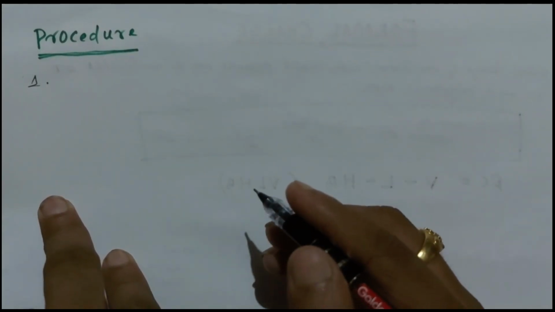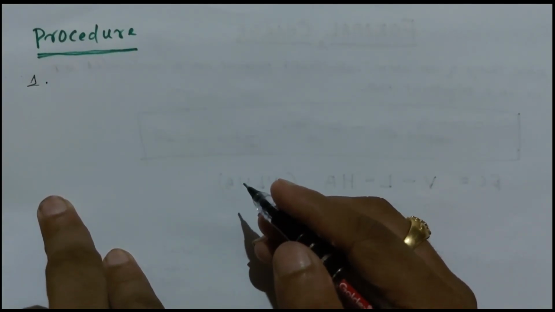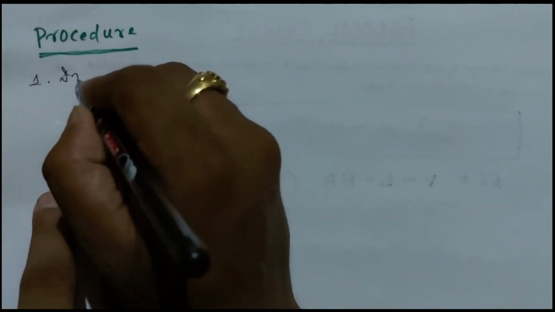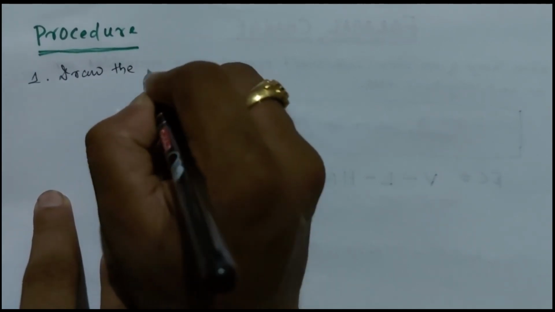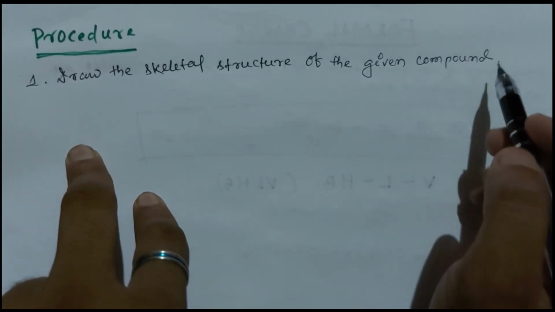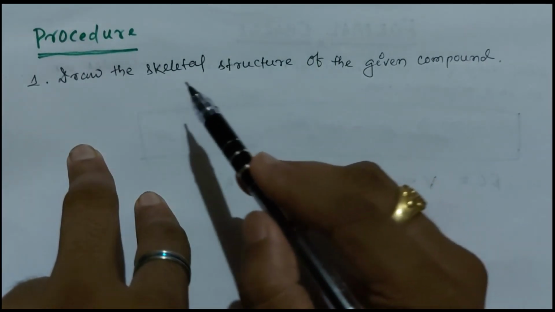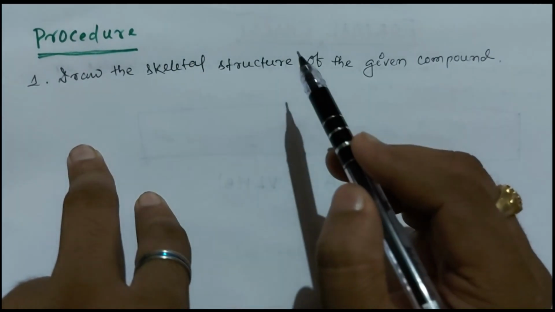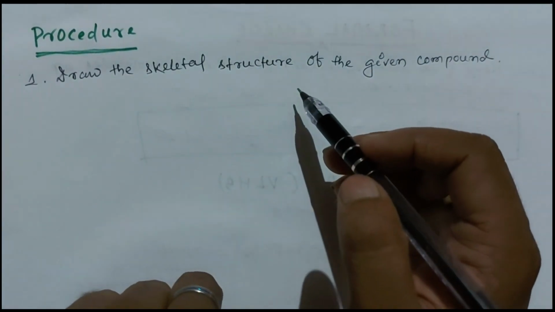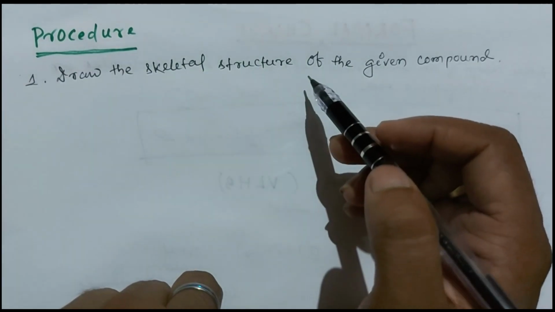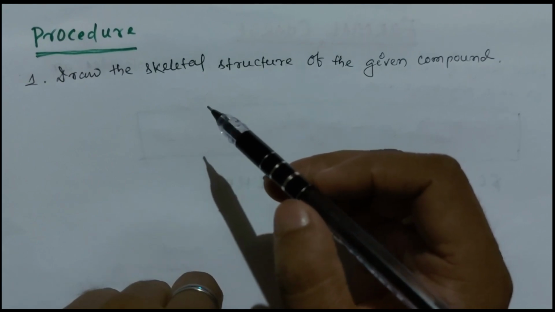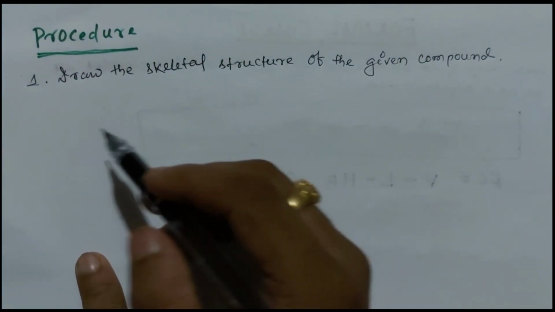Before we go for the formal charge calculation, first we have to know the procedure. The first step is to draw the skeletal structure of the given compound. I had discussed how to draw or know the structure of a given compound in previous videos, so just go through it and you can watch it there. Next, after drawing the structure, you just fill the electrons on each atom.